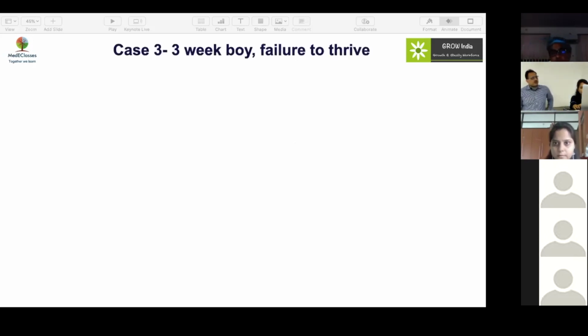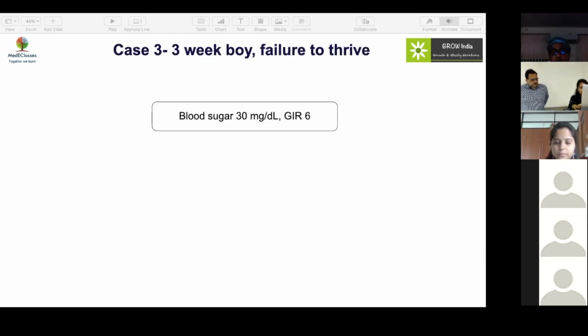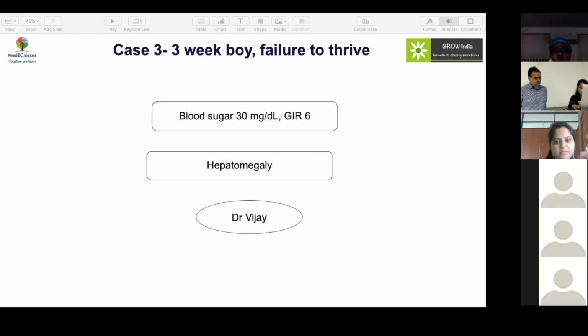So the next case is a 3-week-old boy with failure to thrive, and blood sugar was 30 milligram per deciliter, and he was stable on a low GIR requirement of around 6 mg per kg per minute, and on examination he had hepatomegaly. So Dr. Vijay, how will you approach this child?